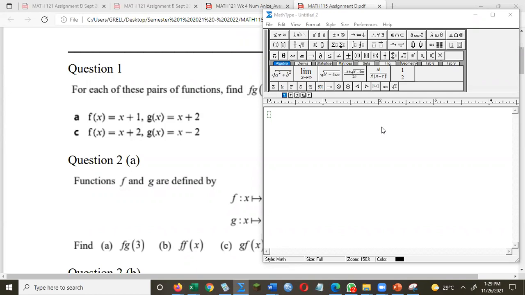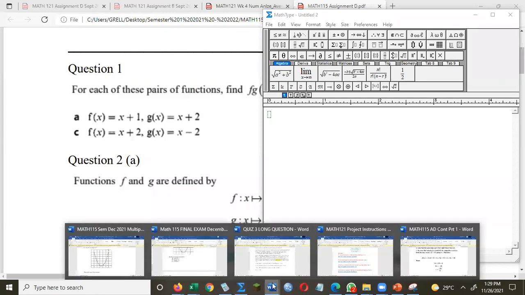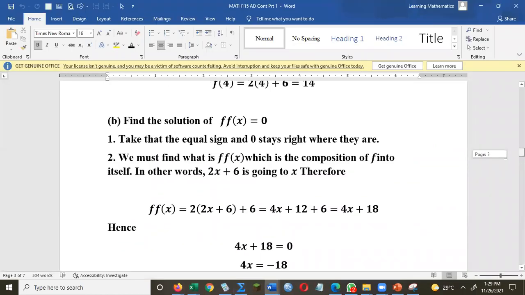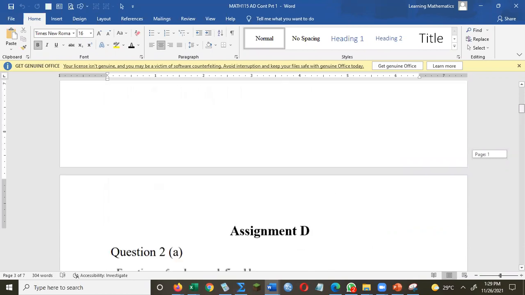Pierre, a colleague was asking to go over assignment D number 1, which deals with composite functions. And as you know, we touched on that already. We talked about composite functions.